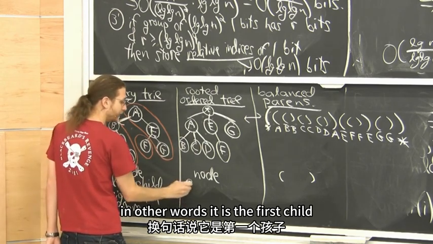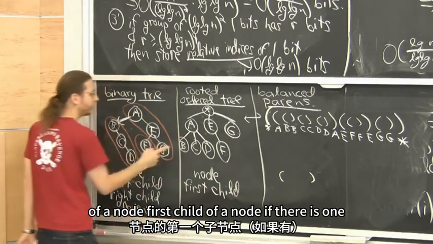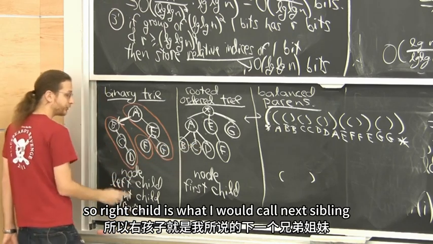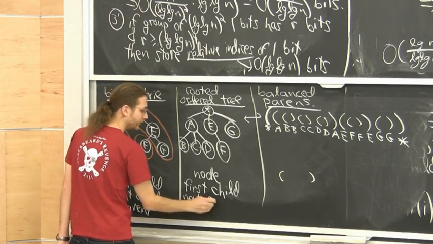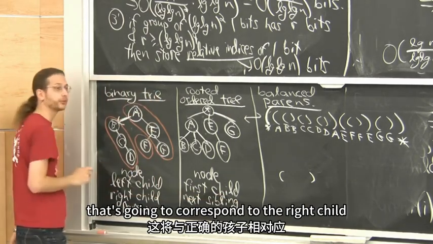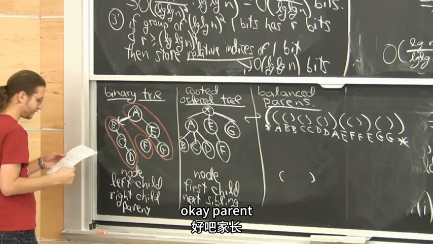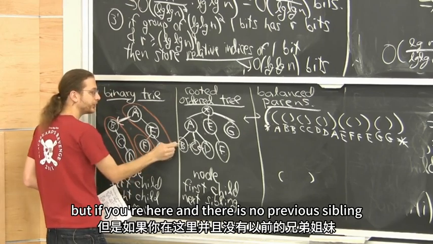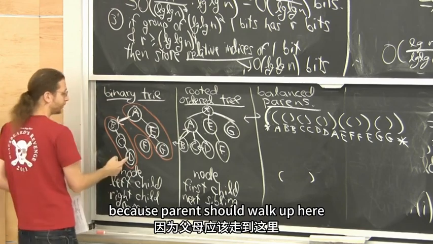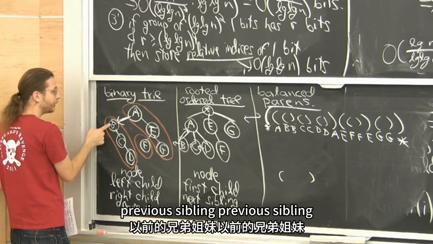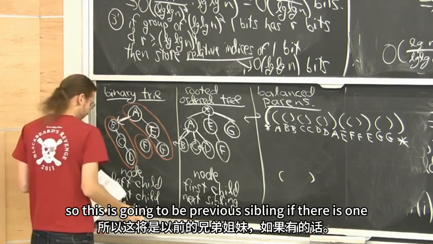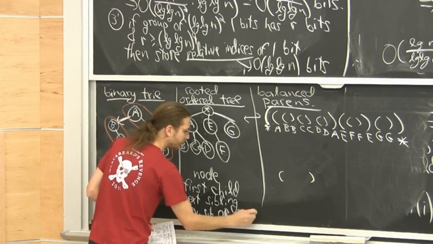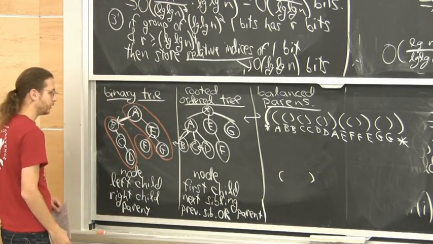Top of the right spine is the leftmost node in the spine here. In other words, it is the first child of a node. First child of a node, if there is one, is going to be the left child over here. Right child is like following the spine. That's like going this way. So right child is what I would call next sibling, the next sibling to the right, if there is one, because we're just following a right spine. Okay, parent is a little trickier. Parent is the reverse of these. So either you take your previous sibling, but if you're here and there is no previous sibling, then you take your actual parent. Because the parent should walk up here. This is like going left, previous sibling, previous sibling. Parent of this guy, though, is the actual parent over here. So this is going to be previous sibling if there is one, or if there isn't one, you go to the parent. Okay, so that's the easy translation.